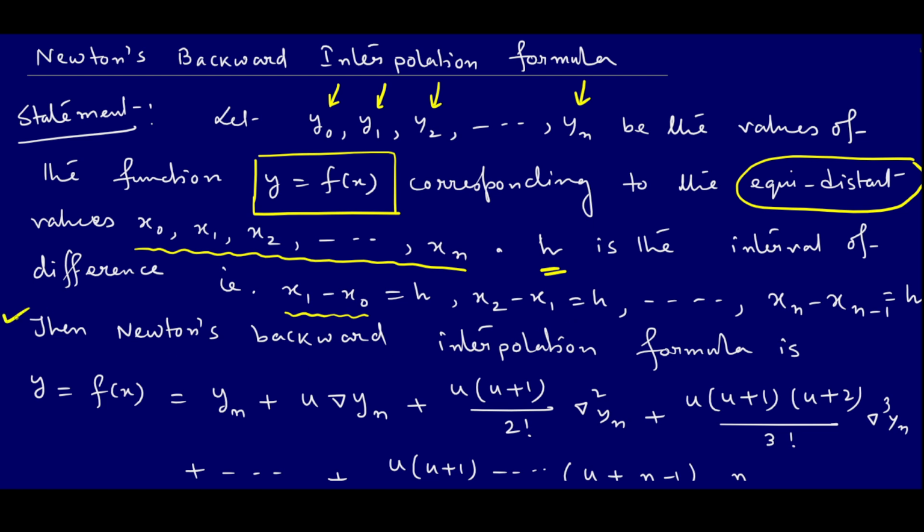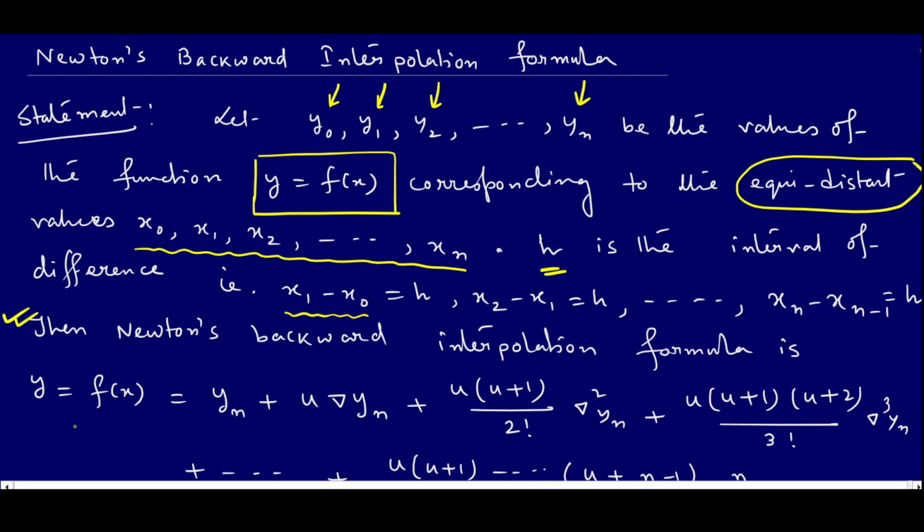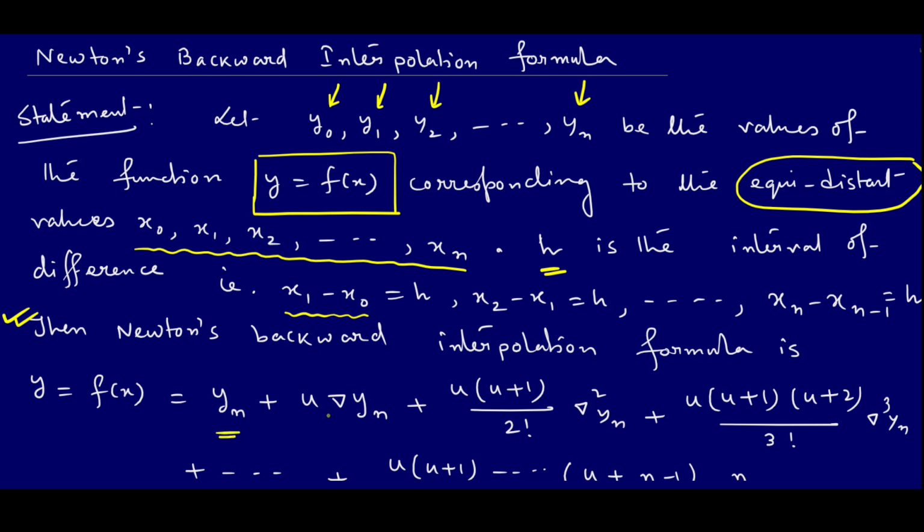Now what is Newton's backward interpolation formula? y equals f of x. In Newton's forward interpolation formula the first term is y0, but here it is yn. We start from the last, that's why it is called backward. Our last entry is yn, and since it starts from yn, it is known as the backward interpolation formula. Then u nabla yn. You still remember in the forward formula it is delta y0, from the beginning, but here it is from the end.